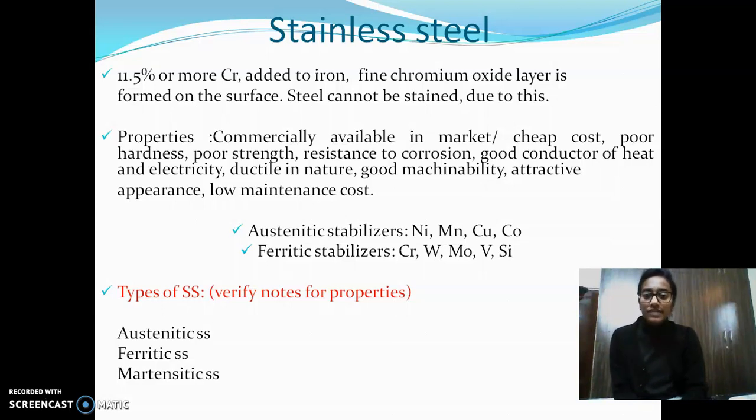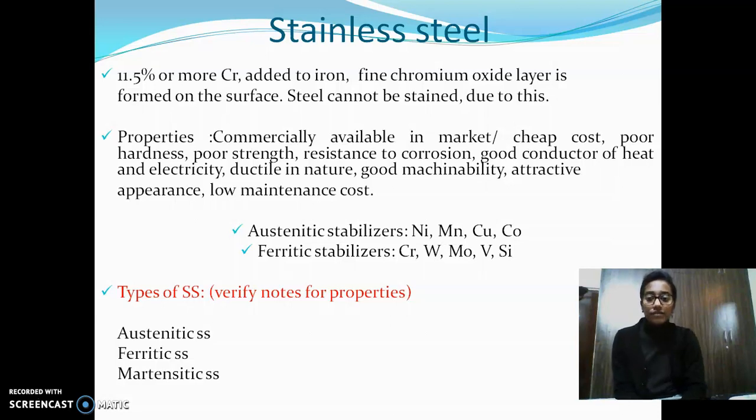So the properties of stainless steel are, it is commercially available in market in cheap cost. It has poor hardness, poor strength, resistance to corrosion, good conductor of heat and electricity, ductile in nature, it has good machinability, it has an attractive appearance and low maintenance cost.